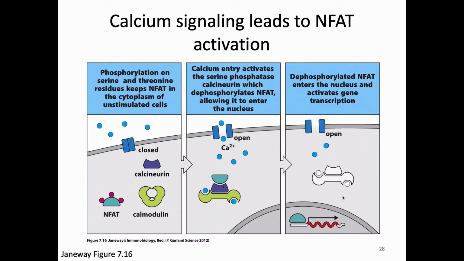NFAT usually is covered in phosphates. And as a result, NFAT is not allowed in the nucleus. NFAT would love to go to the nucleus, but it cannot. The phosphates block its entry into the nucleus. If, however, calcineurin is active, calcineurin removes the phosphates from NFAT, and now NFAT can go to the nucleus and start transcription. And so this is our second of our 3 transcription factors, NFAT. NFAT officially is the nuclear factor for activated T cells. It comes from this calcium signaling pathway.